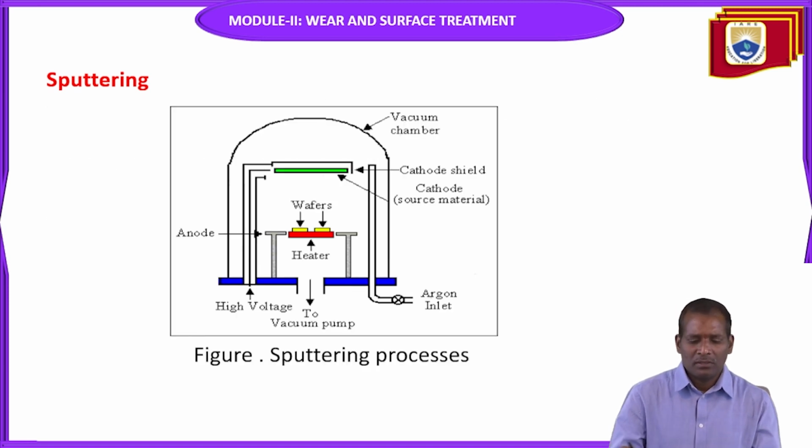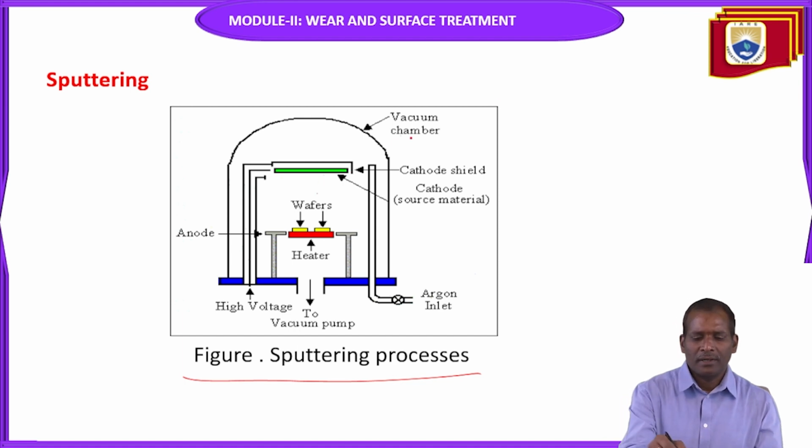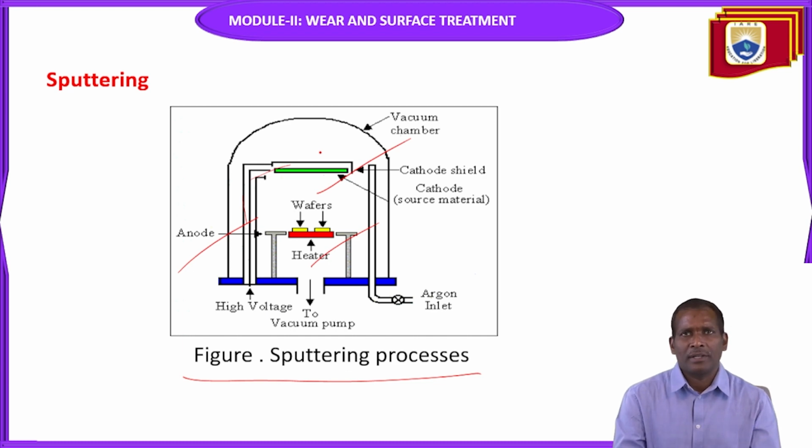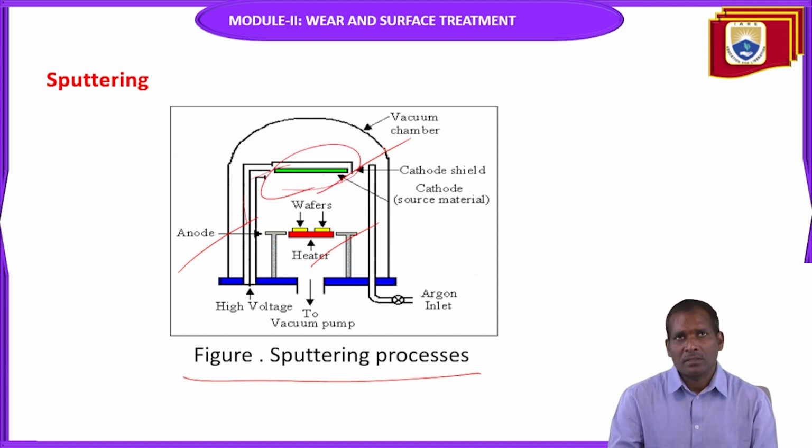The sputtering process is shown here. The vacuum chamber, cathode sheet, and the source material are shown. The vapors and the heater, high voltage, anode and cathode. So the argon inlet, high voltage passes through the provision provided, and then the argon inlet is also shown. The source material is shown. Like this, the sputtering process will be applied.